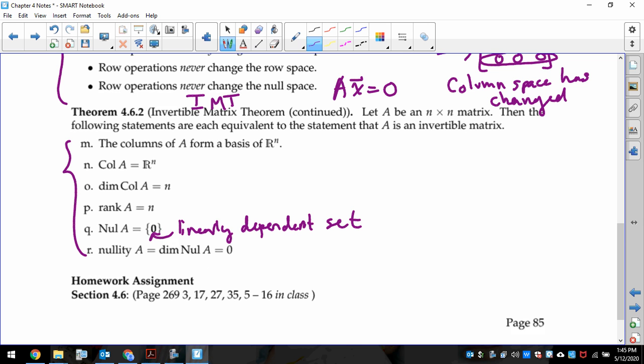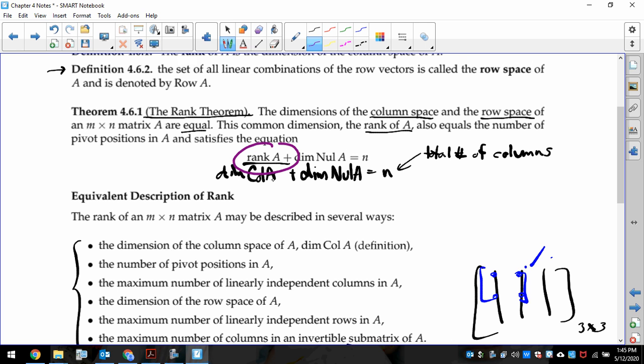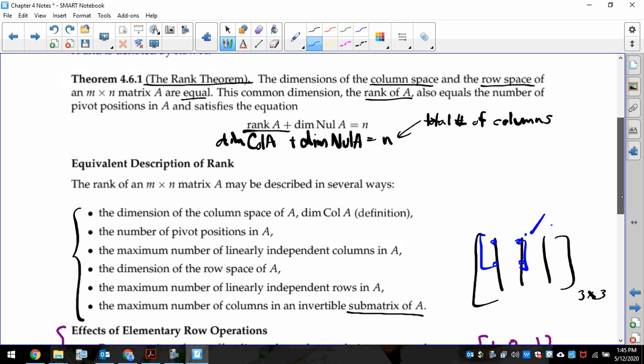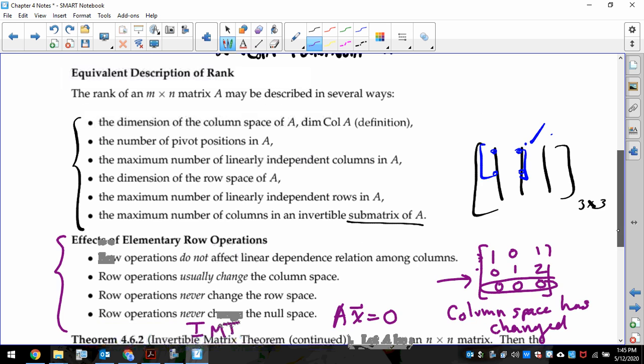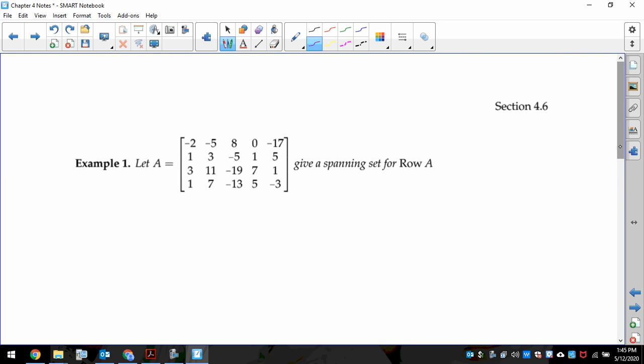So that's how we can get away with saying this theorem up here. The rank, which is going to be n, plus the dimension of the null space, which is 0. So you have n plus 0 for the rank theorem. So you end up having n linearly independent columns. Okay, so enough reading. Let's get into some examples and see how this works.